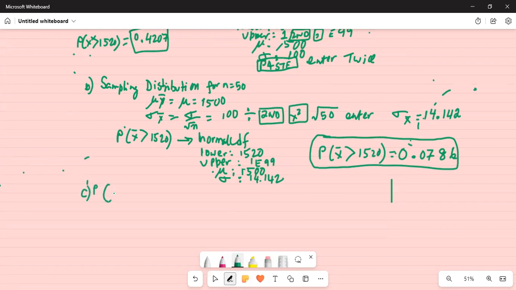So part C, P of x bar less than 1540. We will use the same normalcdf function. So my lower now will be on the left of 1540, so I'll start from negative. So this should be, let me use that.